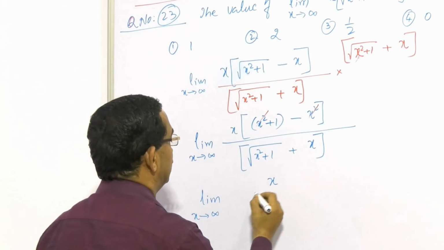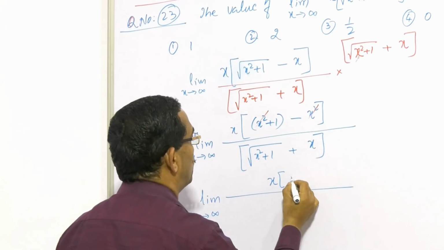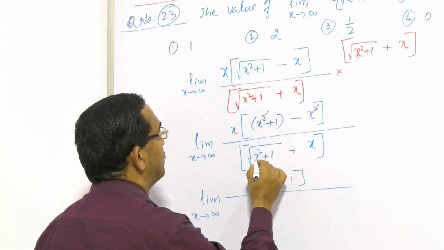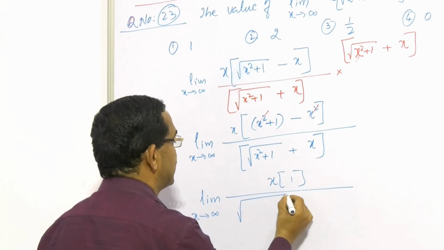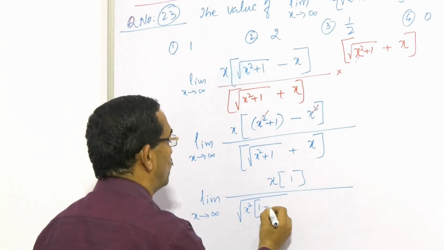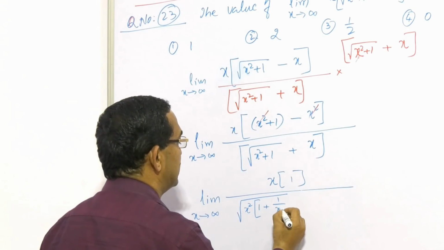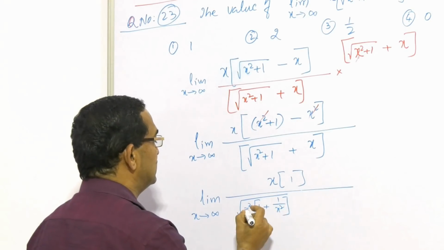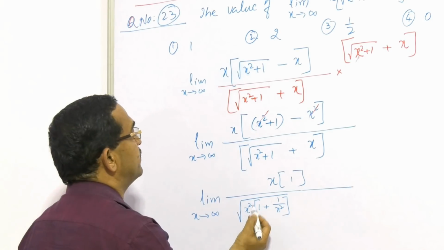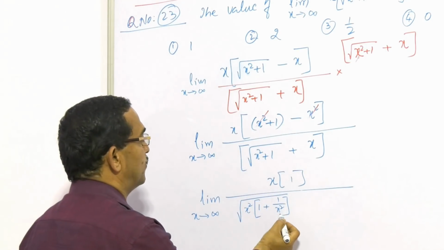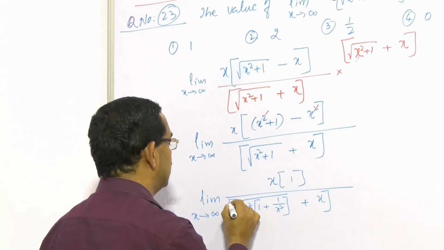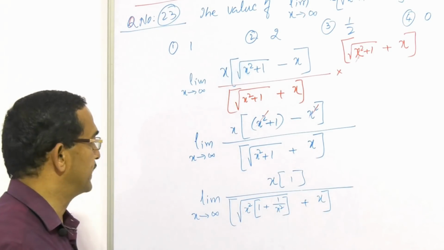So now I am going to write limit x tends to infinity of x divided by x into 1 divided by, see this one, in the x squared plus 1, I am taking the common as x squared. If I take x squared common, what I am getting here is 1 plus 1 by x squared, is it not? What is the next term? Plus x, is it not? That is what I write in the square bracket.